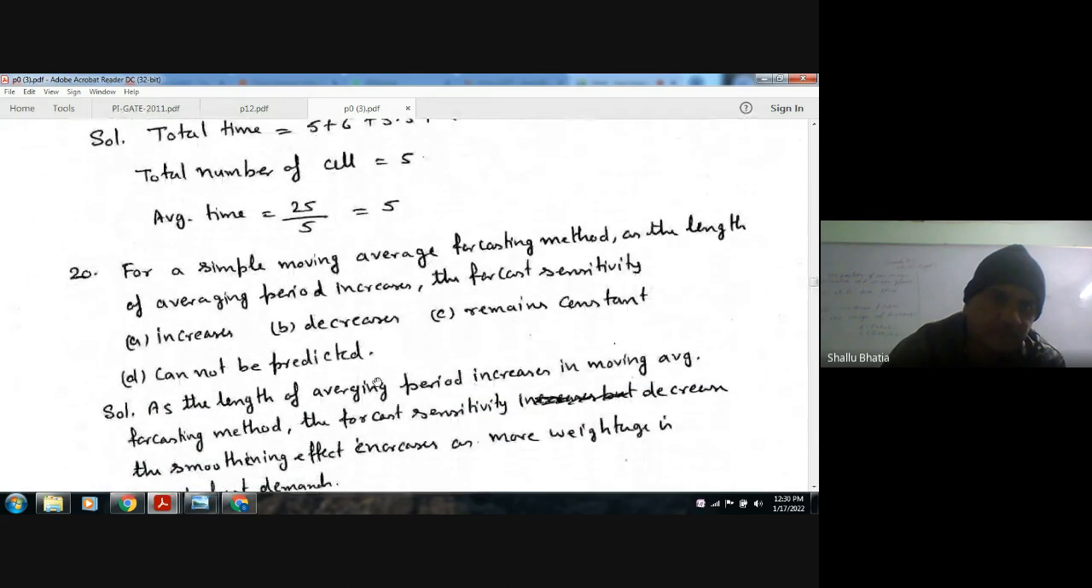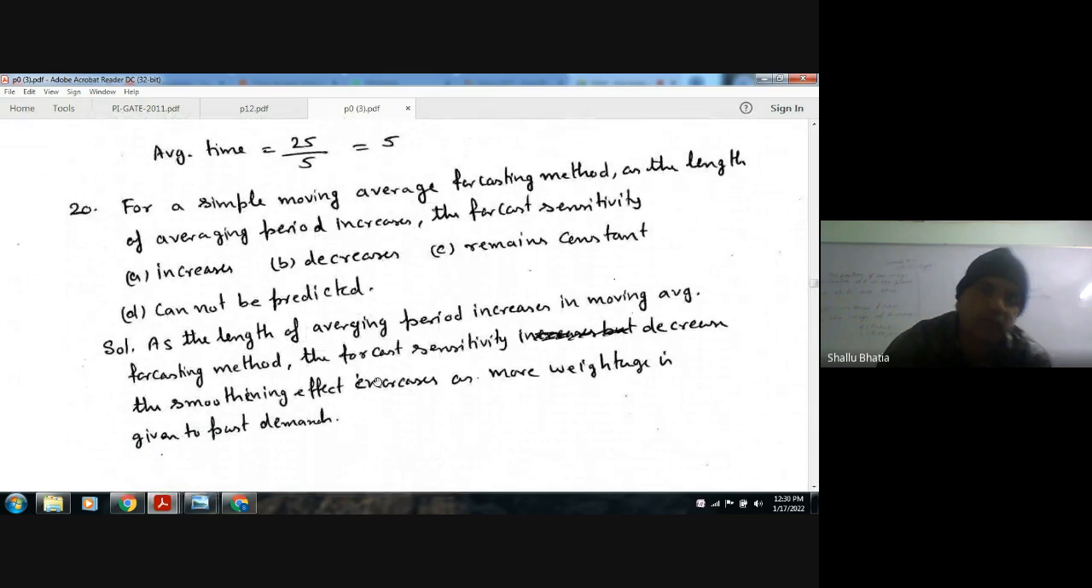Next, for a simple moving average forecasting method, as the length of the averaging period increases, the forecast sensitivity: option A, increases; B, decreases; C, remains constant; D, cannot be predicted. As explained, as the length of the averaging period increases in the moving average forecasting method, the forecasting sensitivity decreases.